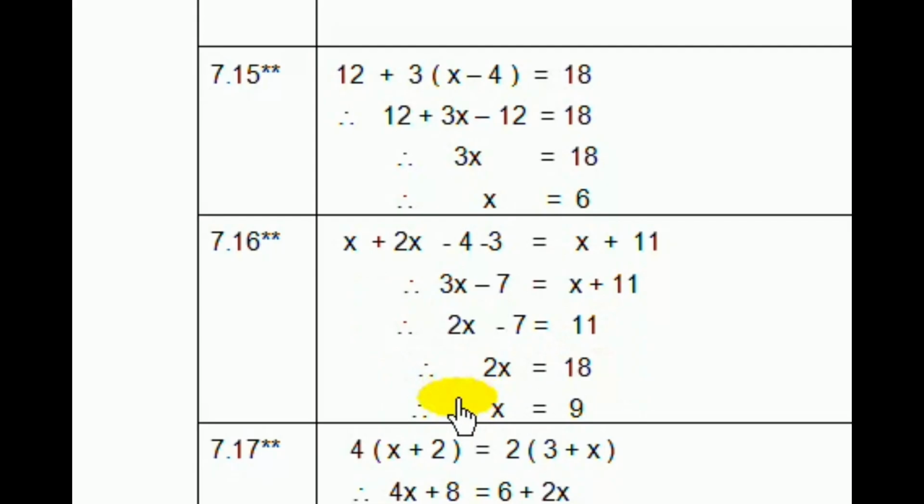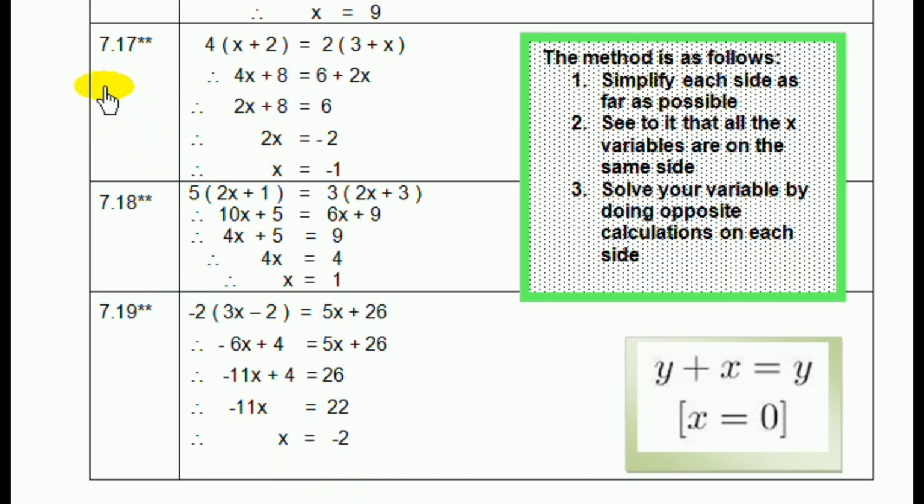715 and 7. All three of these questions have the same starting point. Brackets are given. In that one, both sides. In this one, also both sides. And in this one, only on the left. Let's revise the method now.